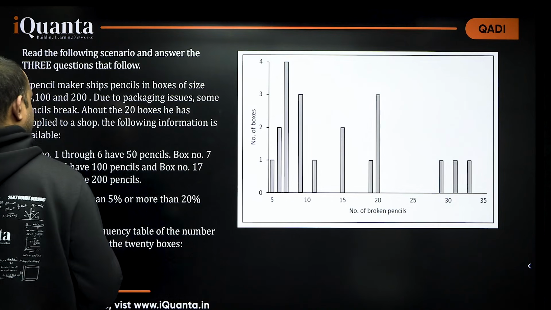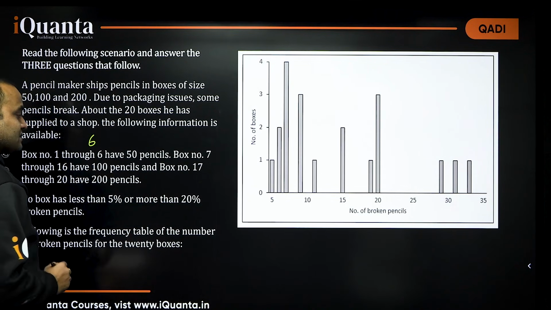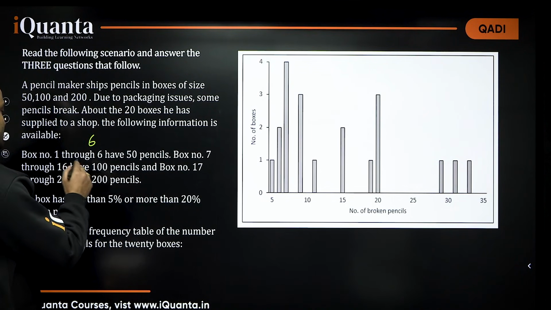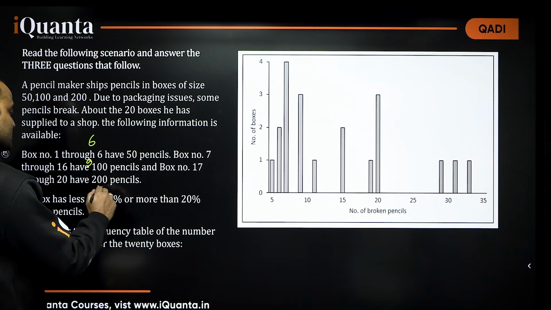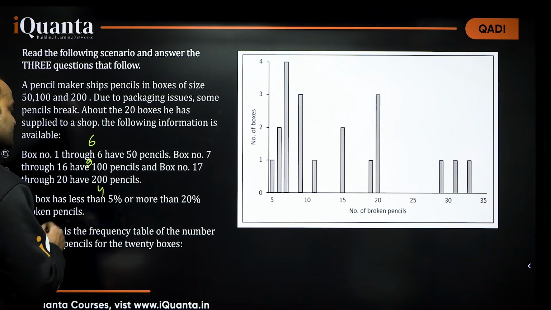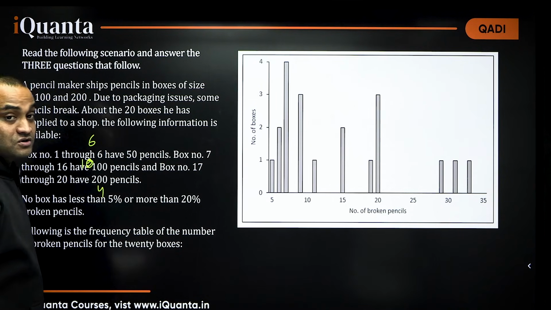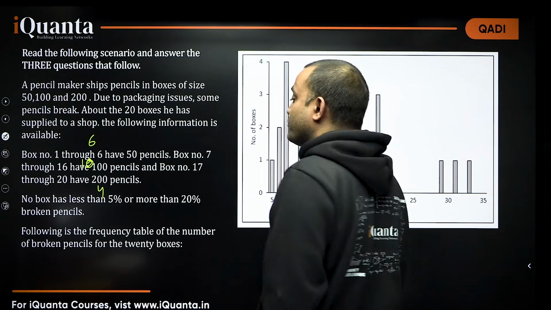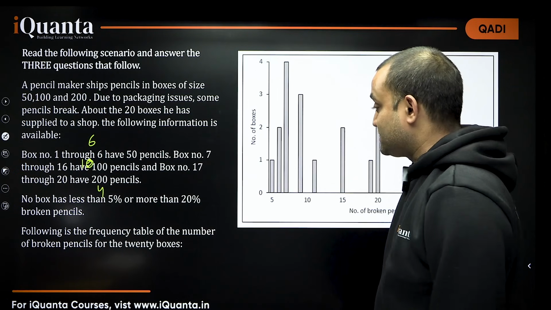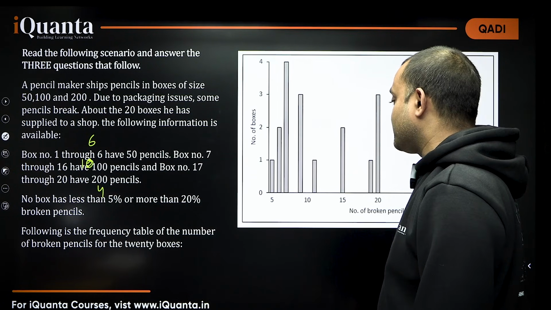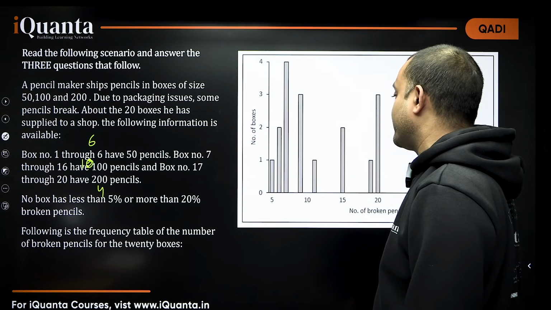So there are 6 boxes of 50 pencils, and there are 10 boxes of 100 pencils, and there are 4 boxes of 200. No box has less than 5% or more than 20% of broken pencils. Following is the frequency table of the number of broken pencils for the 20 boxes.